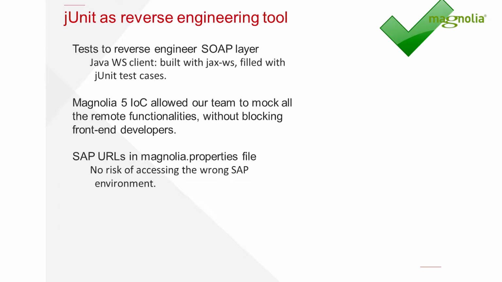So we have two roles, the front-end developers and a back-end developer. They have been able to work in parallel using the Magnolia 5 inversion of control. We decoupled the connection to SAP with mock data, fake data. So the front-end developer has been able to develop the form builder and to model the 23 business processes without asking anything to SAP.